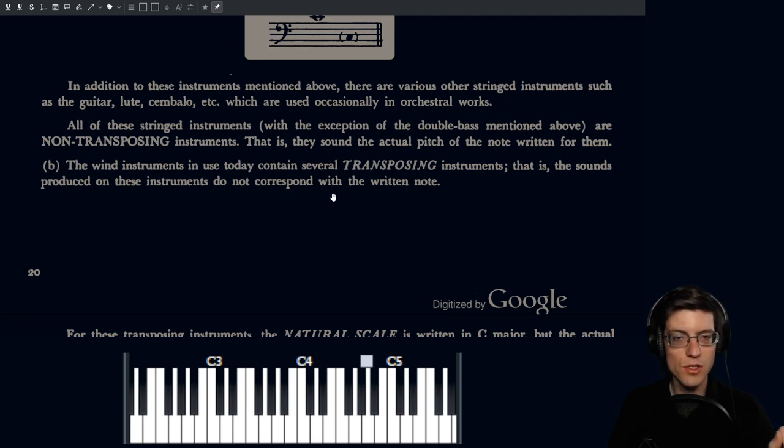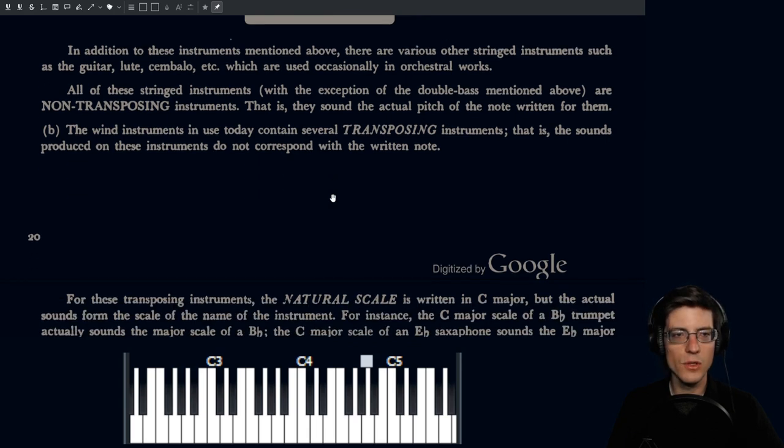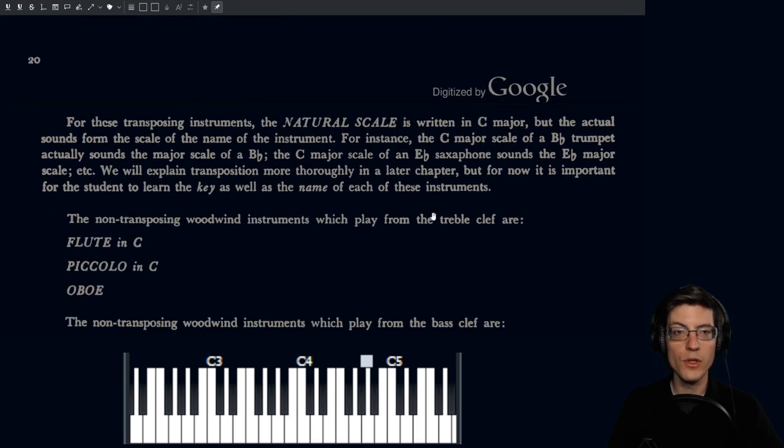The wind instruments in use today contain several transposing instruments. That is, the sounds produced on these instruments do not correspond with the written note. For these transposing instruments, the natural scale is written in C major, but the actual sounds form the scale of the name of the instrument. For instance, the C major scale of a B-flat trumpet actually sounds the major scale of B-flat. The C major scale of an E-flat saxophone contains the E-flat major scale, etc.